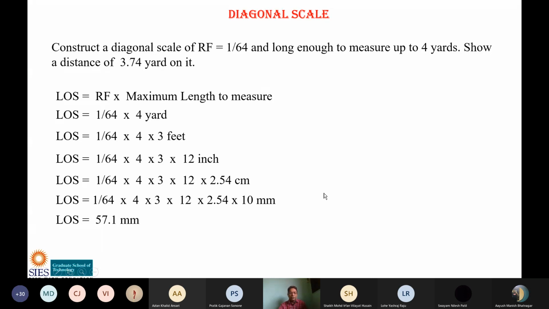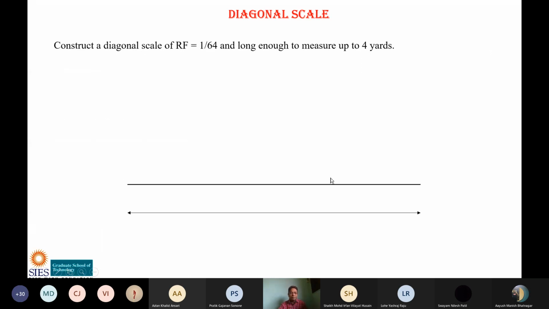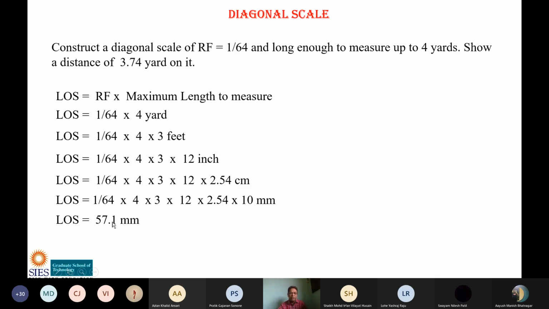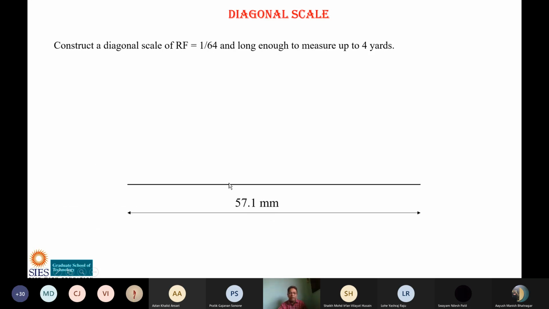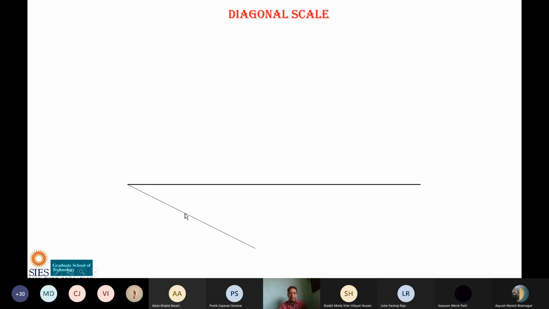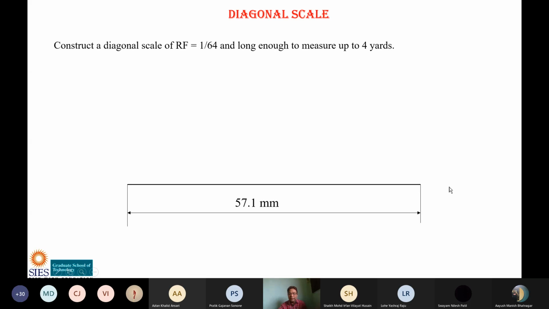I will go quickly now because this is the same thing which is repeated. So I will draw a line of length 57.1 millimeter. This is the outline, this is the dimension line, and this is the extension line. The extension line should have been extended 3 mm above this. I had not done this; it should have been extended above the line. Now the next step is to divide this into how many parts?